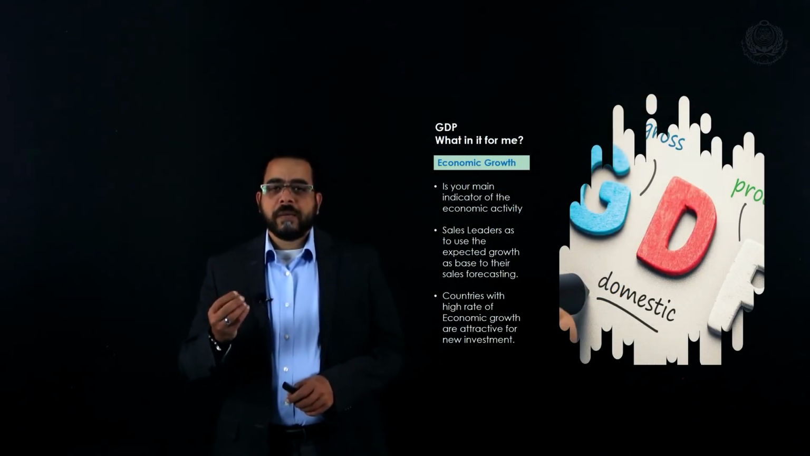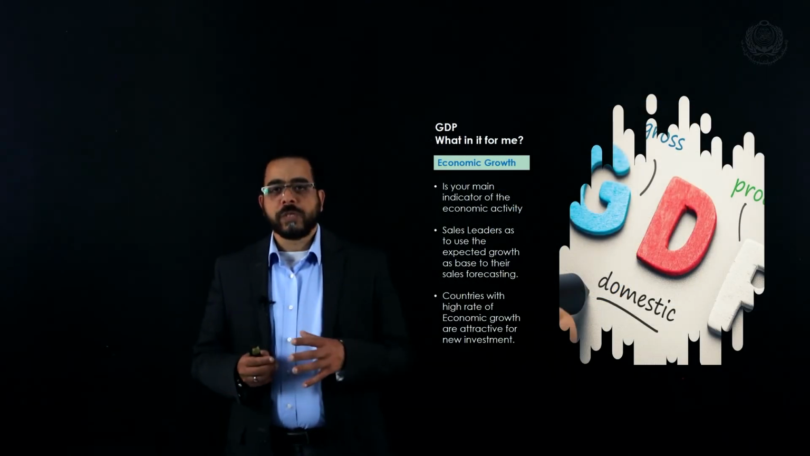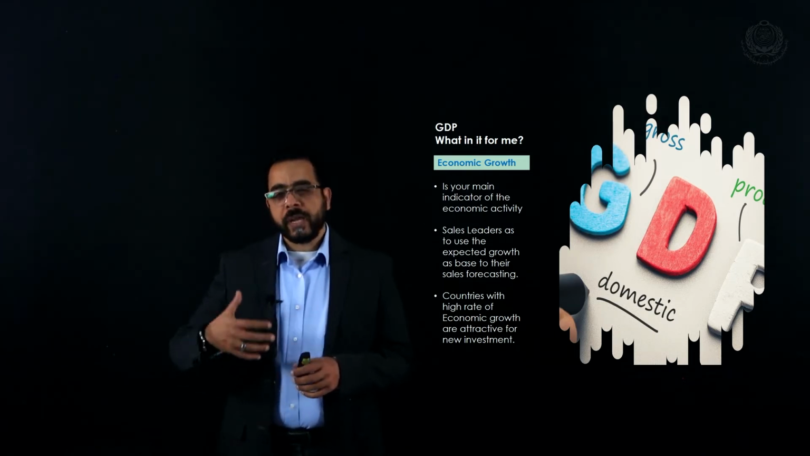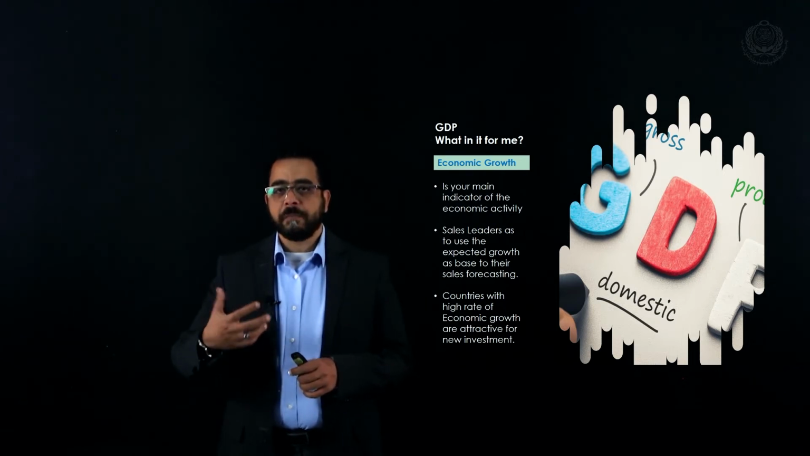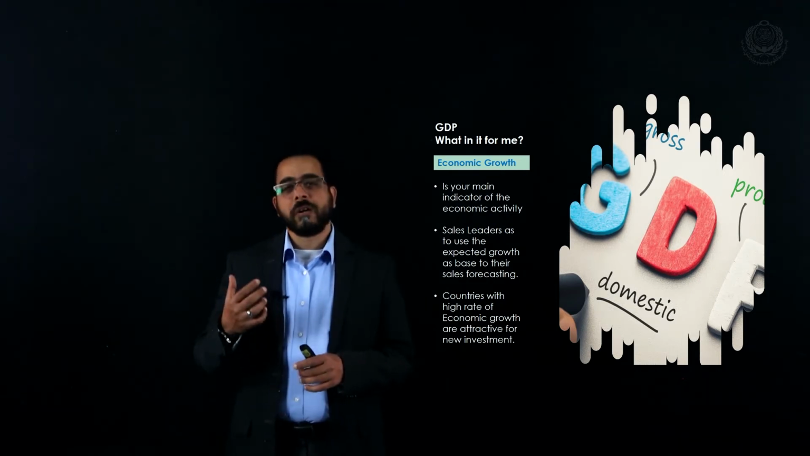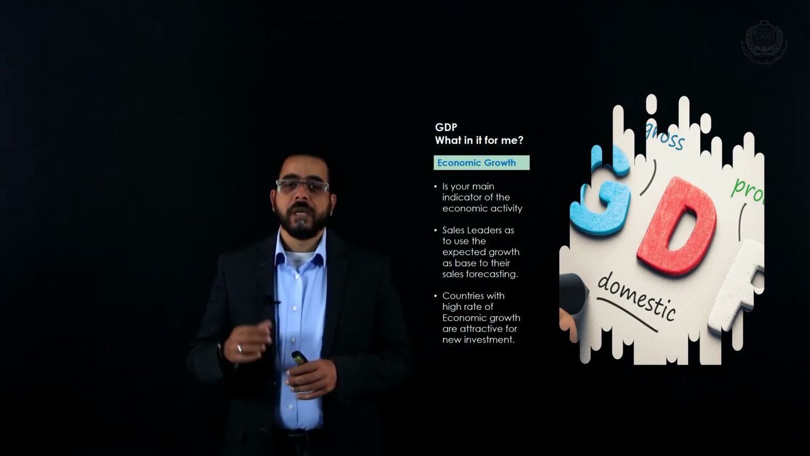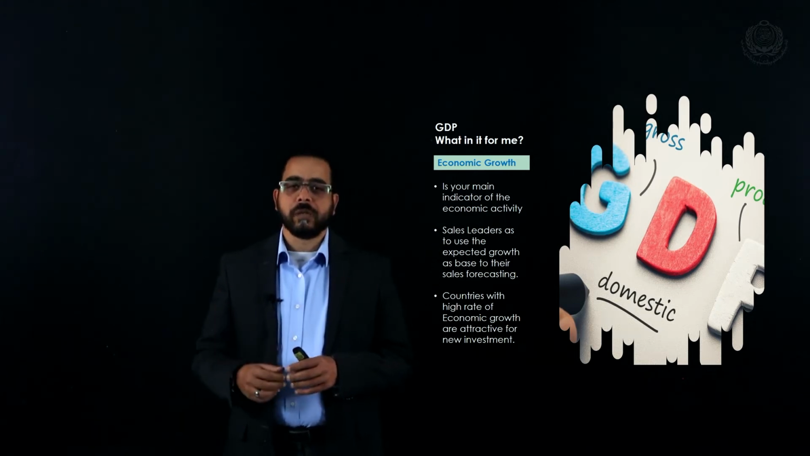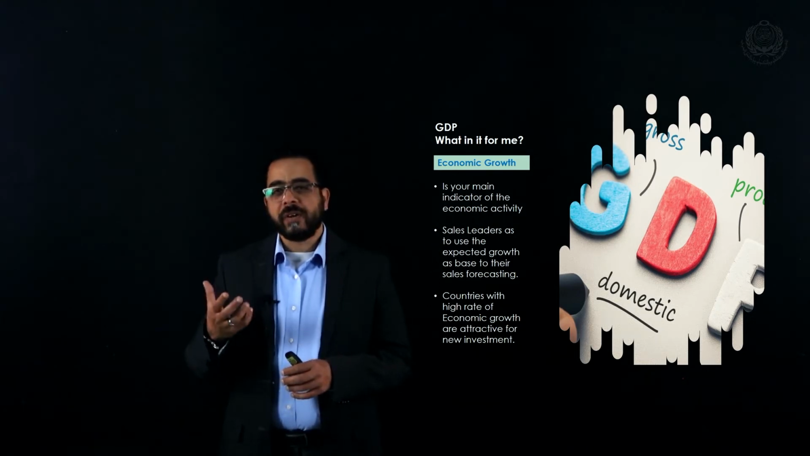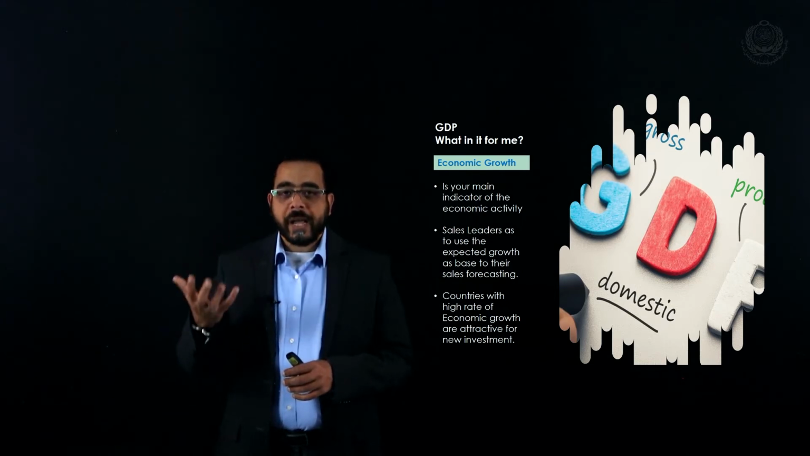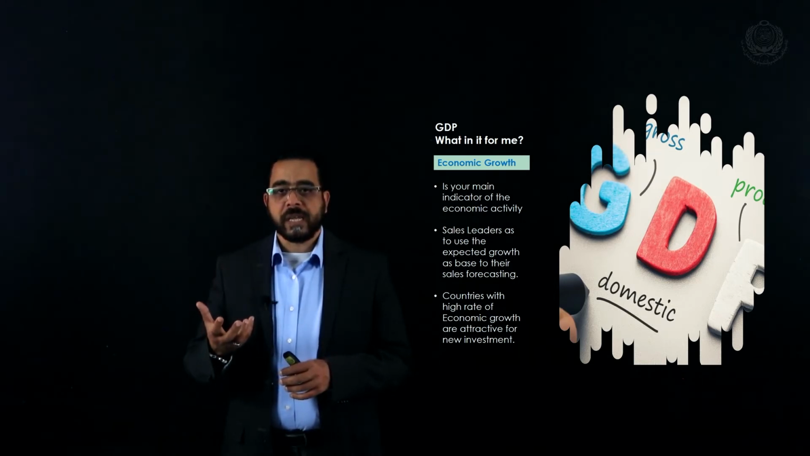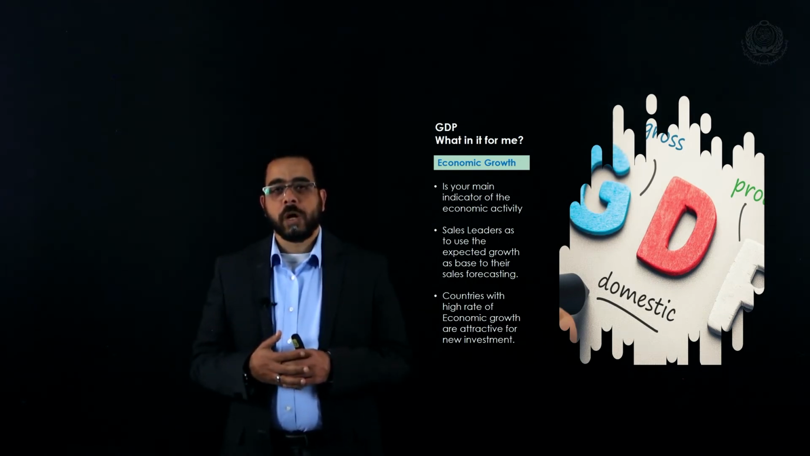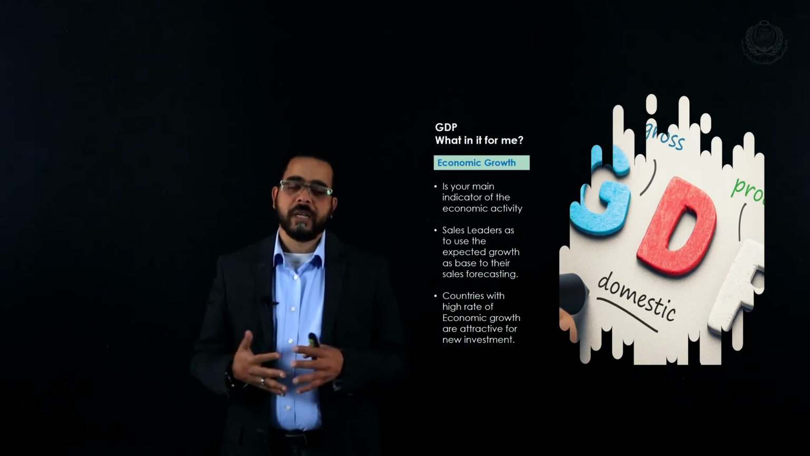Now let's give some hints about how we use GDP in our managerial decisions. Well, the economic growth or the expected economic growth can work as a base for your sales forecast. So if you are in charge of sales forecasting for your company, the economic growth will be one of the bases to calculate your sales forecast. On the other hand, we know that higher GDP means better living standards and better attraction for investors to come to our country, or the country with a high GDP.